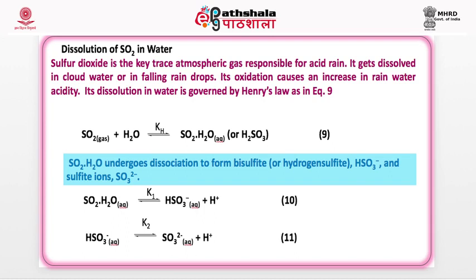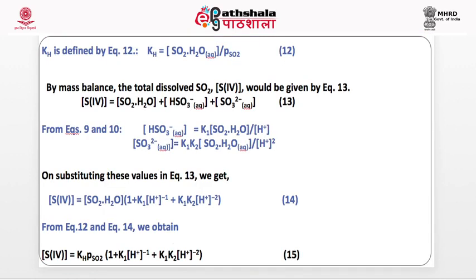Another thing, hydrogen ions are there, so the solubility will be pH dependent. KH is defined by this equation, but by mass it is the total SO2. In SO2, the oxidation state of sulfur is +4. That's why it is also written as sulfur(IV).